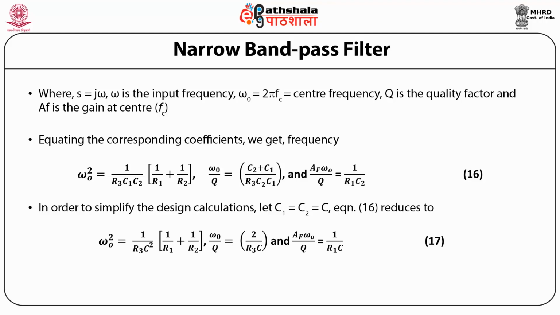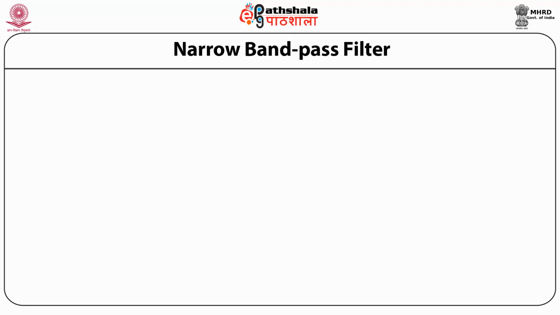Similarly, on applying Kirchhoff's current law at node V1, we have I4 equal to IF. Since node V1 is at virtual ground, therefore S times C1 into V2 is equal to minus V0 divided by R3, or V2 is equal to minus V0 divided by SC1 R3.